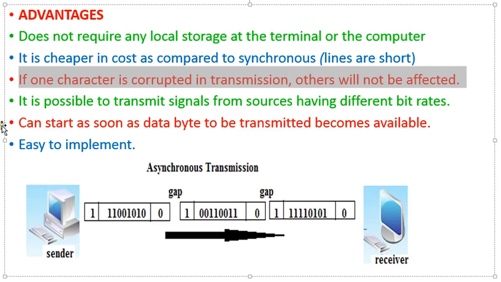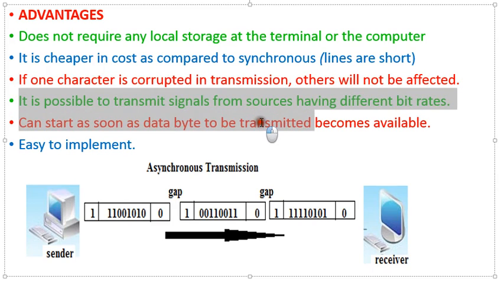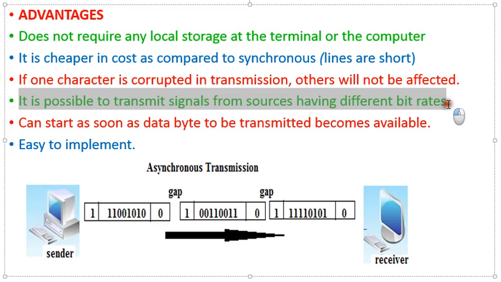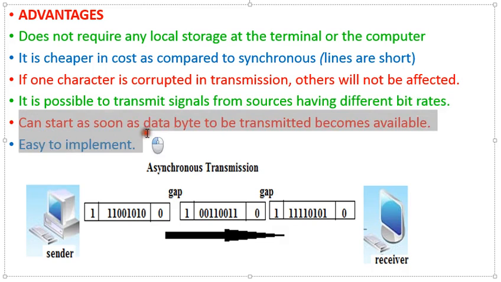And of course, another advantage of this method, that is asynchronous, is the fact that it is possible to transmit the signal from source to the destination that have different bitrate, that is different speeds, because there is no need of anything like synchronization. And of course, it can start as soon as the data you want to transmit is available. You can start sending the data. The reason is simply because we don't need to align the two systems. You can just transfer anyway.